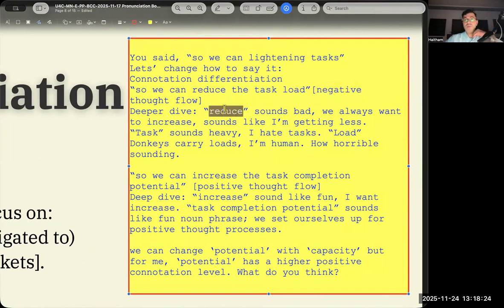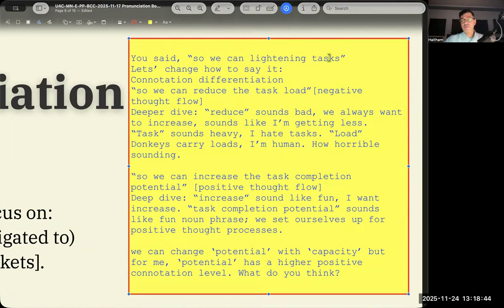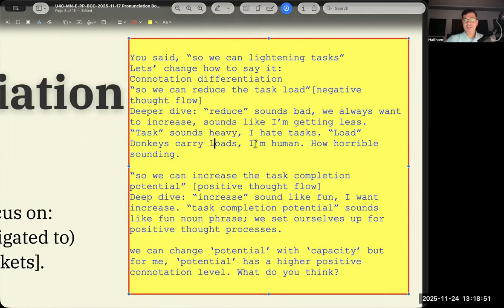So a deeper dive. Reduce sounds bad, right? We always want to increase things. And it sounds like I'm getting less, right? When we say reduce. But it can sound positive also. Task also sounds really heavy, like I'm holding something. I hate tasks. Everybody hates tasks. So the word combinations that we have here, lighten tasks, are better than before, but there is still room for improvement. And then load. I know you laughed at this when I said this too, but donkeys carry loads. I'm human. It sounds horrible.